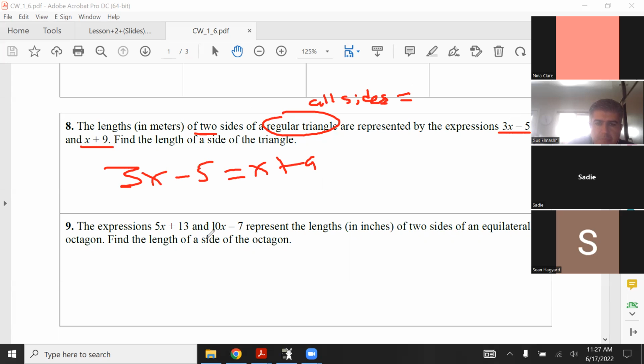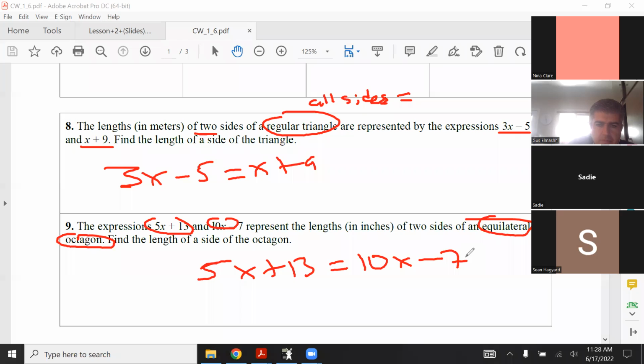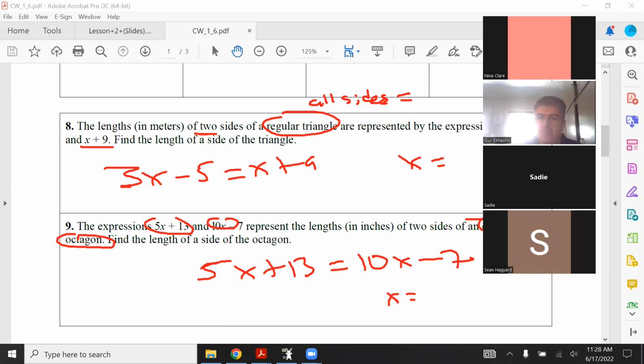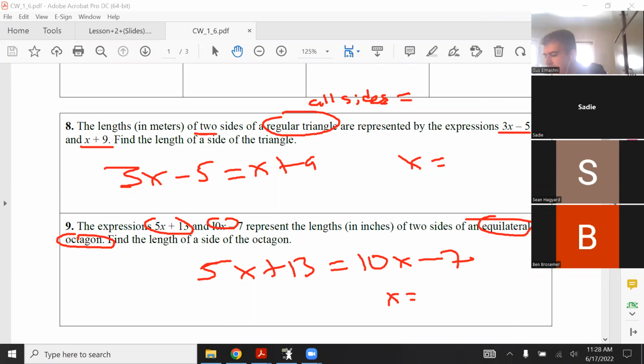Here, equilateral octagon. So these are the same because equilateral. So go ahead and work on what you get for x, and go and type in the chat as well. Should only take less than a minute.